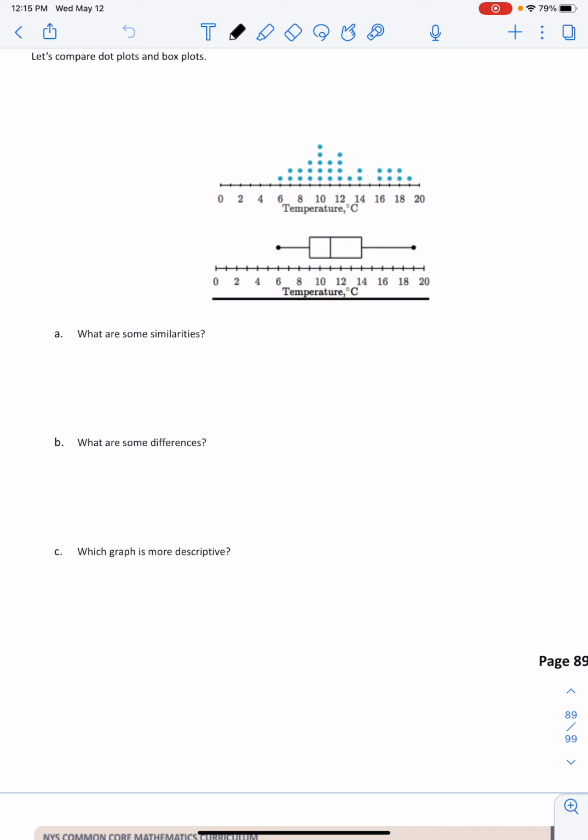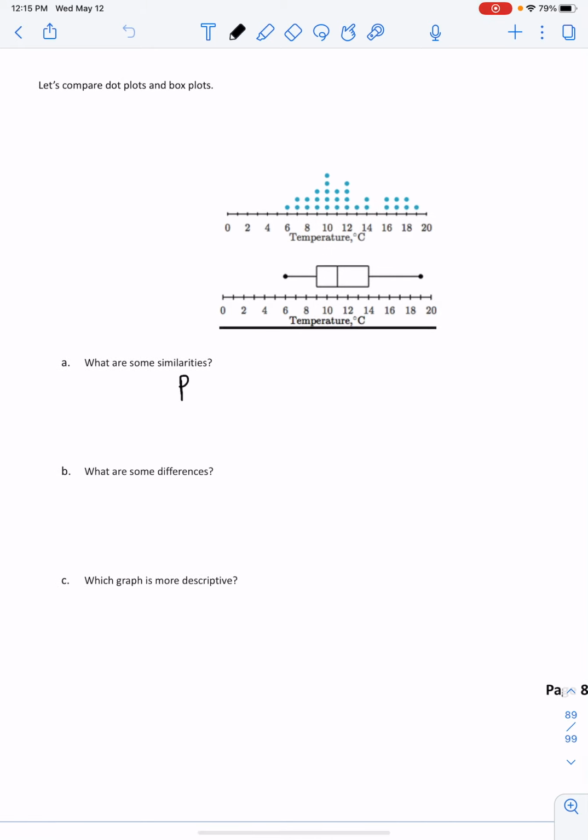Well, some similarities here are the range. We can find the range, and we can also find the median. What we can't find here is the mode, or the mean for either one of these, okay? It says, what are some of the differences?